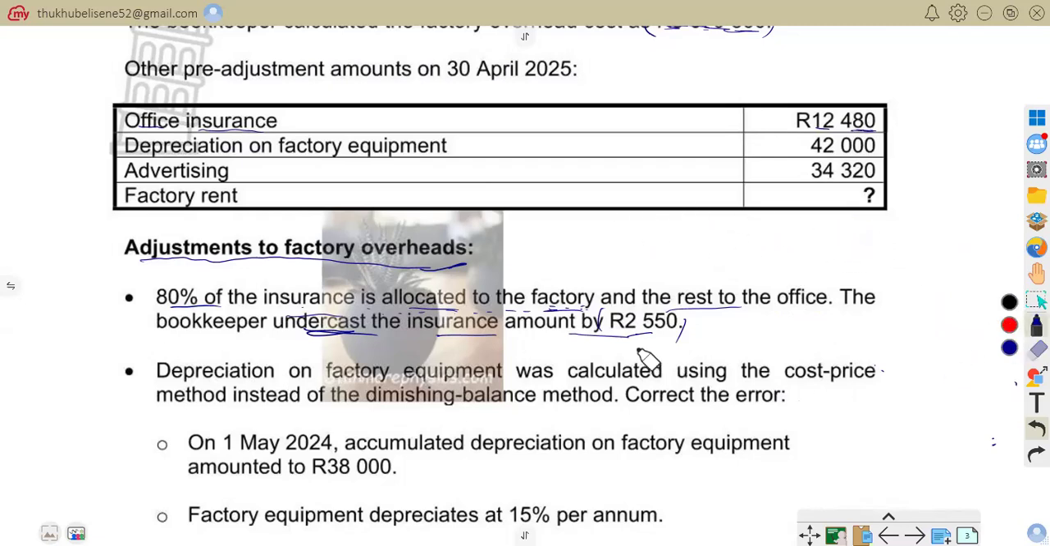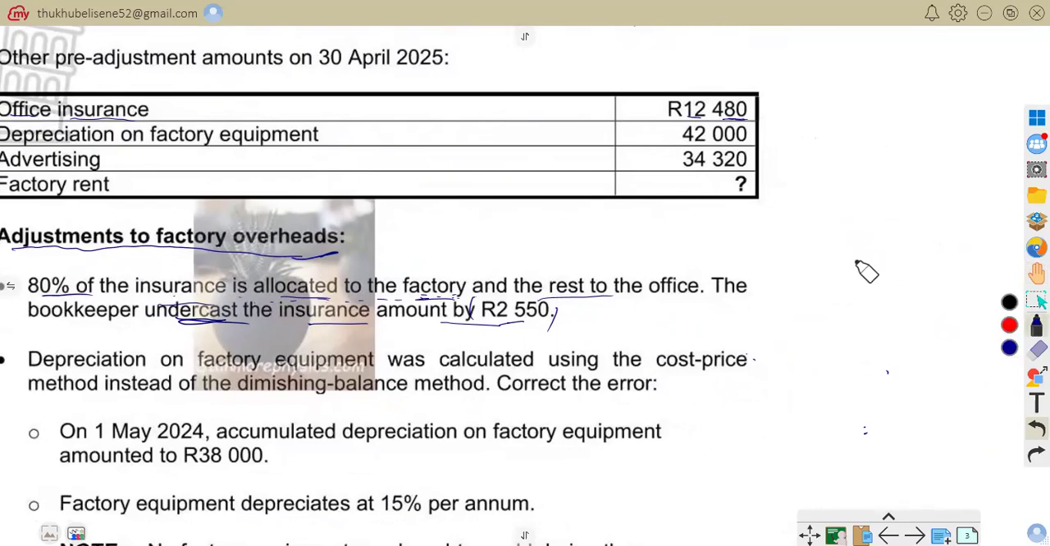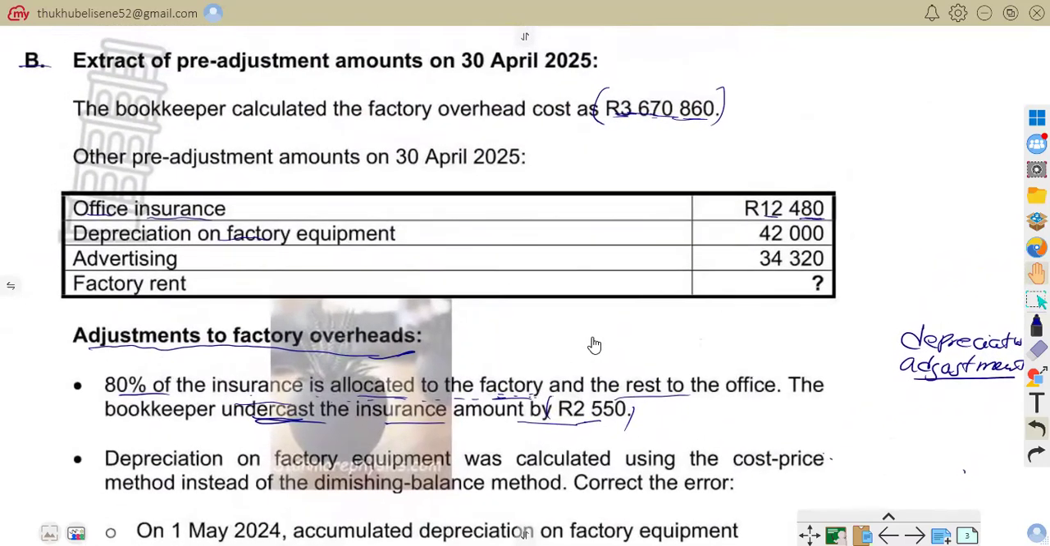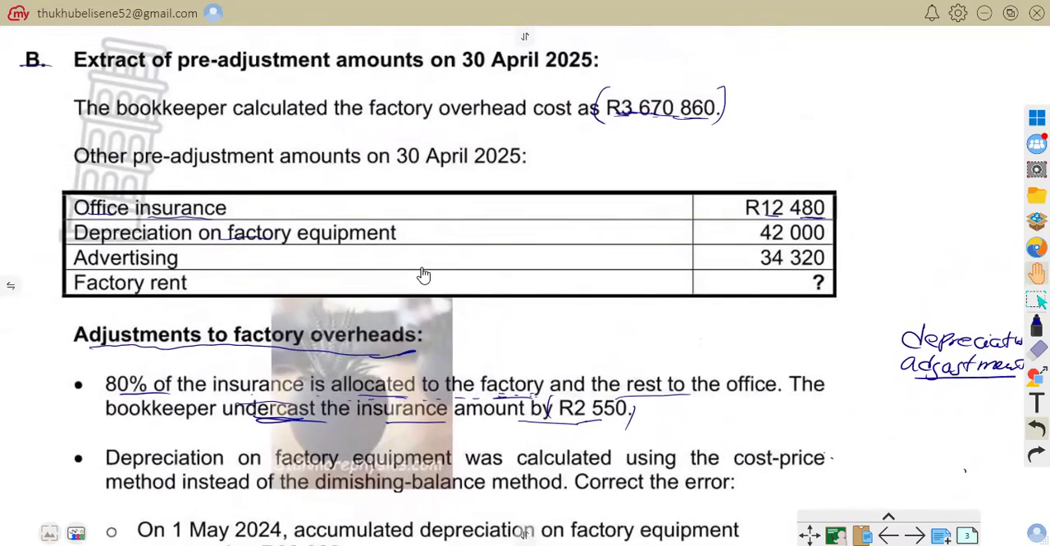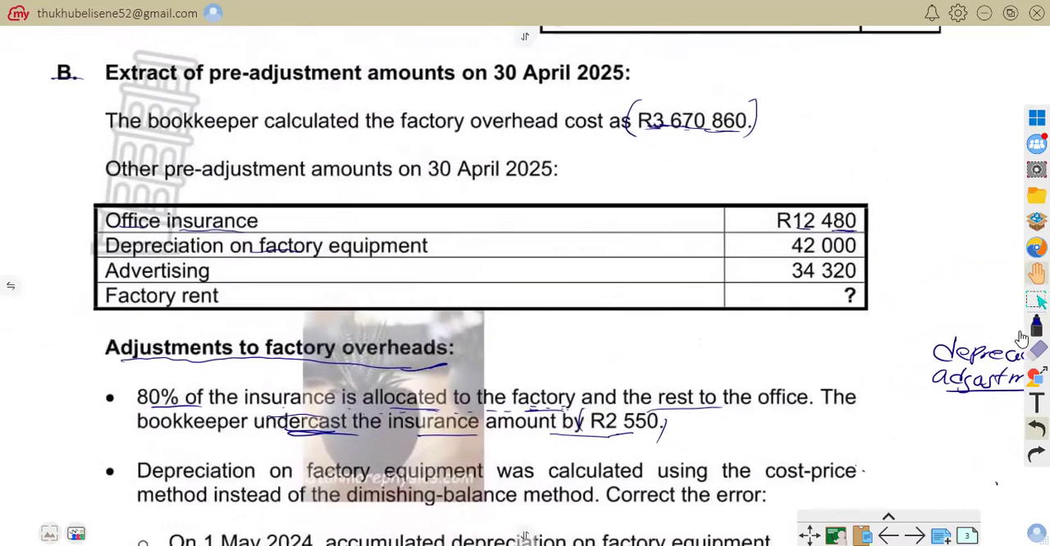So, okay, here we are, good people. We are going to do the depreciation adjustment. That is what you're going to do. So we have depreciation on factory equipment. You can see what I'm talking about, good people. We have this depreciation on factory equipment. I'm talking about this amount of 42,000.